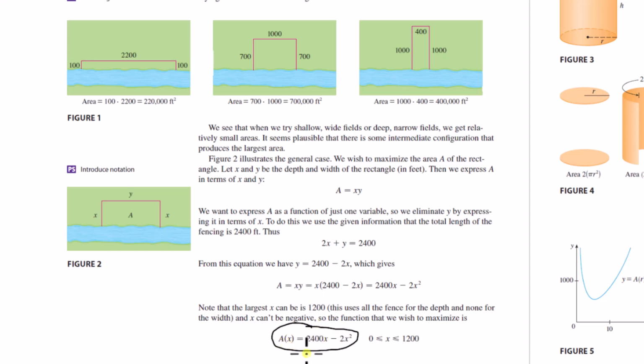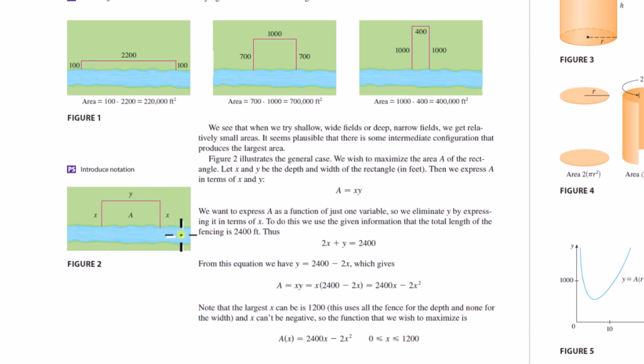We've got the variable to be optimized as a function of a single input variable. But you need to then say, okay, what's the domain of that input variable? That's important. You've got to put the correct domain. It says, note that the largest X can be is 1,200, and X can't be negative.